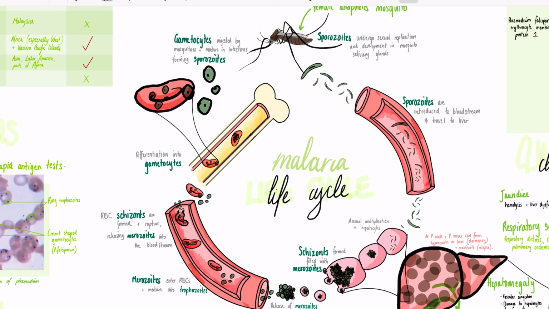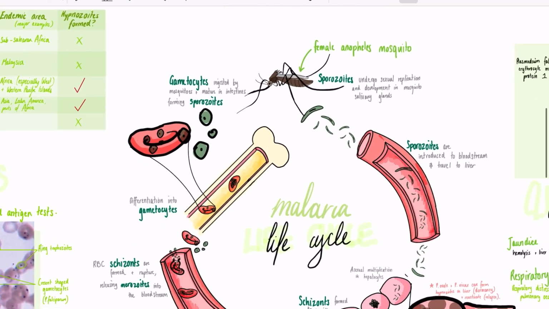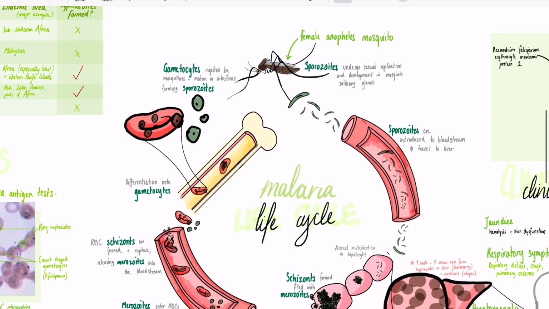And the way that I remember the order that things happen in is this mnemonic of so many titty sucking girls. Sporozoites, merozoites, trophozoites, schizonts, gametocytes. I hope that helps.